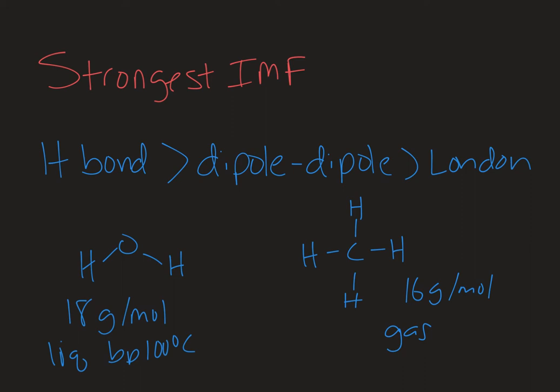So with a mass difference of 2 grams per mole, we go from a gas at room temperature to a liquid with a very high boiling point. And that is because of those strong intermolecular forces. You have to overcome those to vaporize water, to get it to move from the liquid to the gaseous state. So this has been a look at intermolecular forces.